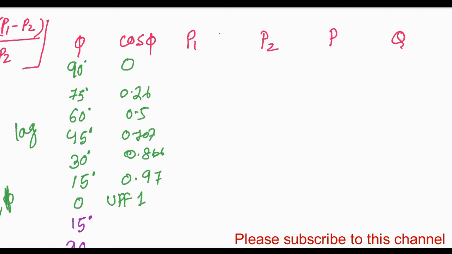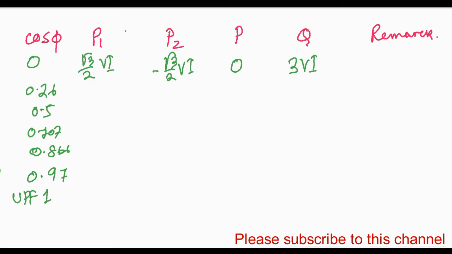So what will be the P1 value? P1 value here is √3/2 VI, and what will be P2 value? This is minus √3/2 VI, this is the value. And what will be the P? P will be 0, Q will be 3 VI, and here the remark is P1 is equal to minus P2.